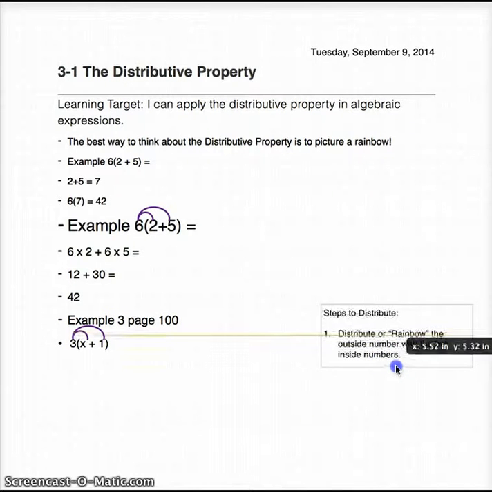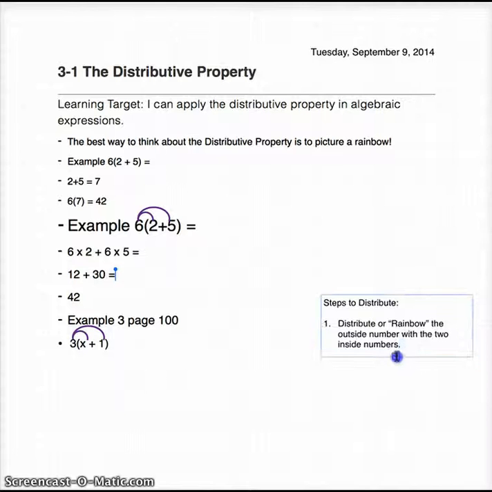My second step is to multiply the outside number with the first inside number. And when I'm talking about that, I'm talking about this first little line right here. So we're going to multiply the outside number with this first inside number. So our problem would look like 3 times x.